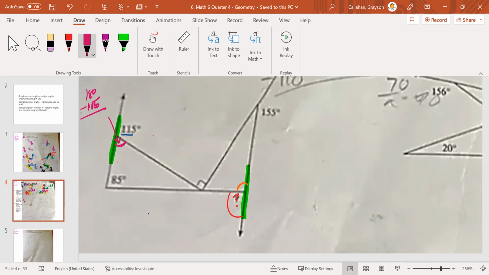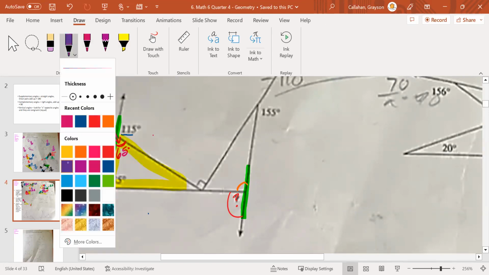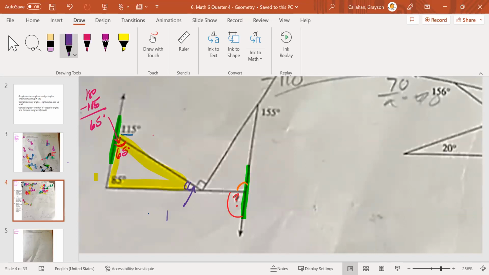180 minus 115 is going to give me 65 degrees, right? If that's 65 degrees, do you then see this triangle right here? There are two angles there. How would I find this purple angle right here? 180, what would I subtract it by? Which is going to be 95 degrees minus 65, which is going to give me 30. So this angle here is 30. This is 90. Do you agree with that?